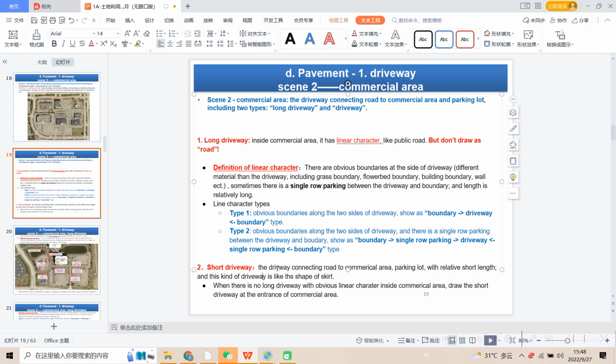Second, the short driveway. This driveway connects the road to the commercial area or parking lot, with a relatively short length, and this kind of driveway is like the shape of a skirt or apron.